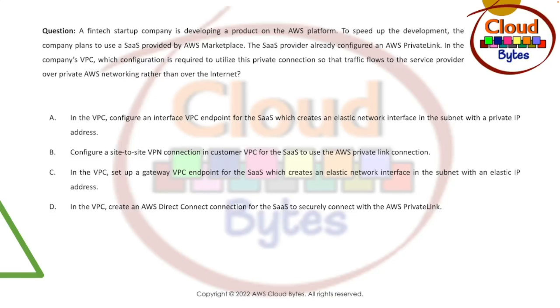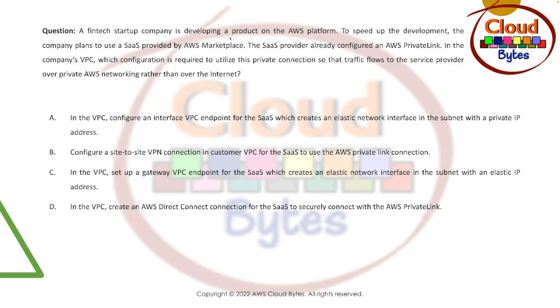Let's look at another question. A fintech startup company is developing a product on the AWS platform. To speed up the development, the company plans to use a SaaS provided by AWS Marketplace. The SaaS provider already configured an AWS PrivateLink. In the company's VPC, which configuration is required to utilize this private connection so that the traffic flows to the service provider over private AWS networking rather than over the internet? So the requirement here is to find the correct option which will enable a private data transfer using the AWS backbone network rather than going through the public internet.